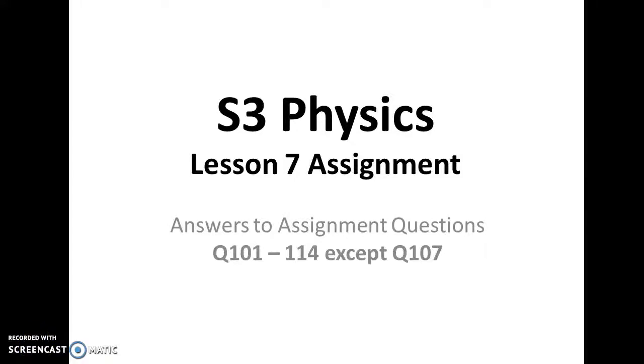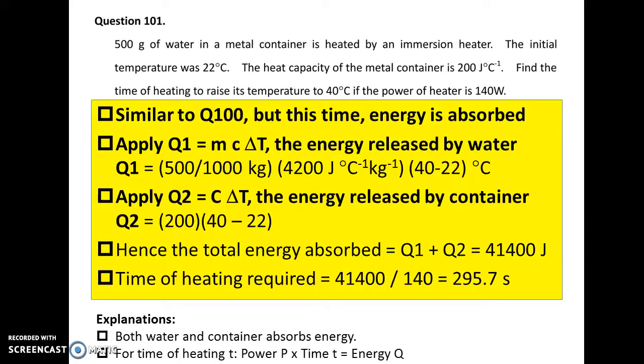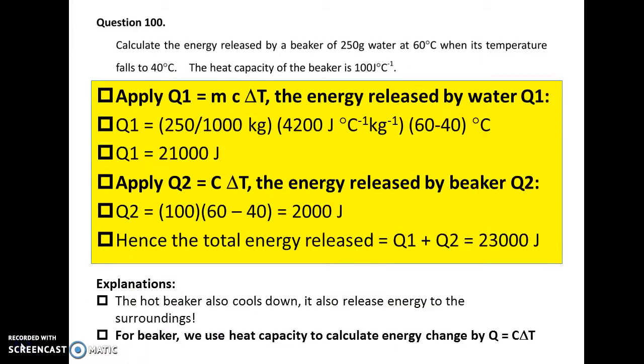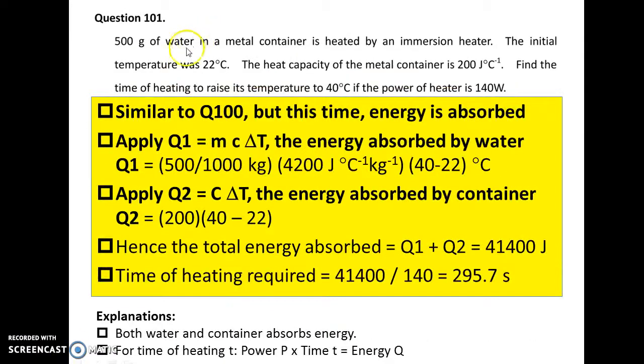Answers to assignment questions. Question 101. The question is quite the same as question 100, which you have done last time. There are also two objects that absorb energy during heating. Number one, water. Another, metal container. So this is how we find the energy absorbed by water. And then, for the container, the temperature change is the same. And so the total energy absorbed by them will be 41400 joule. So you may find the time of heating easily.